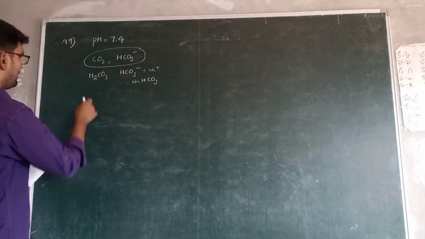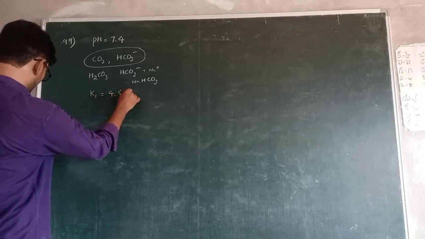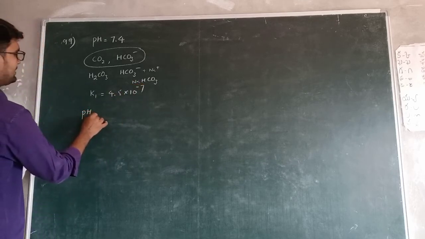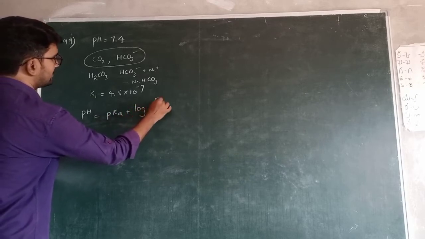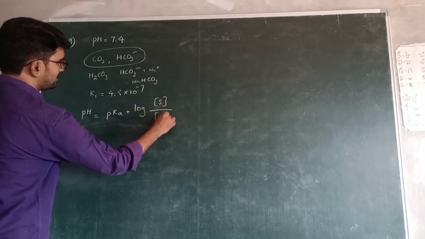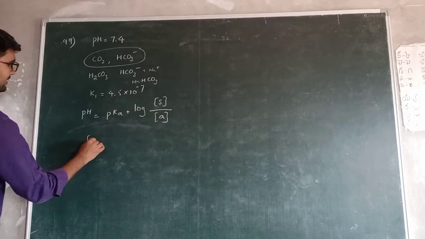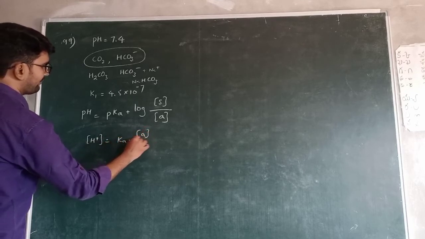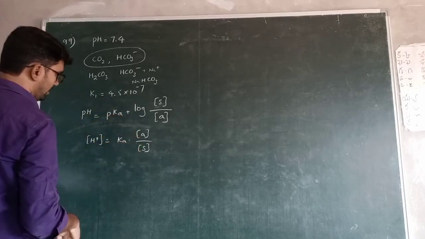Okay, and K1 is given. K1 is equal to 4.5 into 10 to the power of minus 7. We know its formula: pH is equal to pKa plus log concentration of salt by concentration of acid. But simply it can be written like this: concentration of H plus is equal to Ka into concentration of acid by concentration of salt. You know the simplified formulas, these are all.